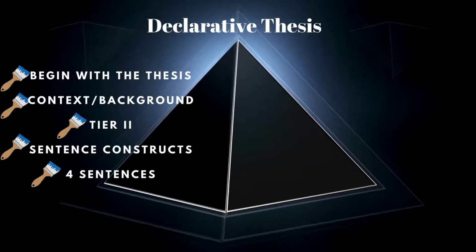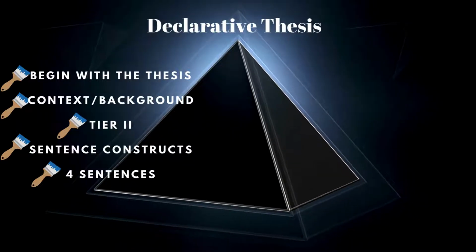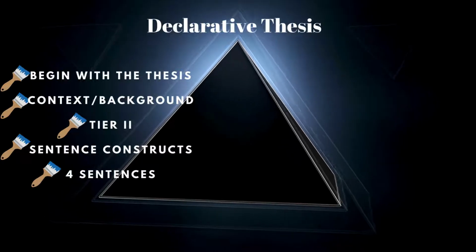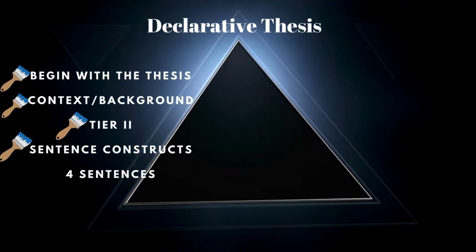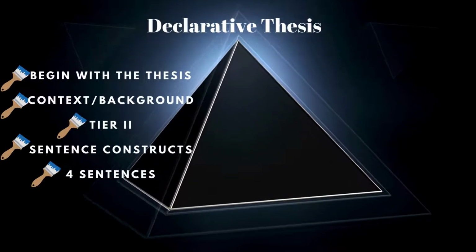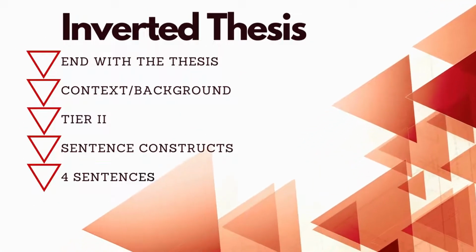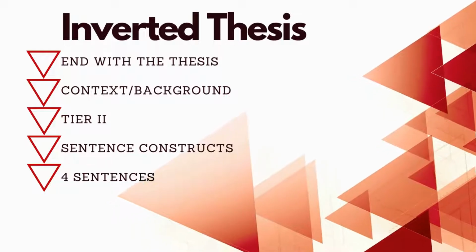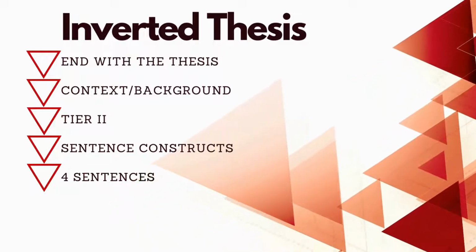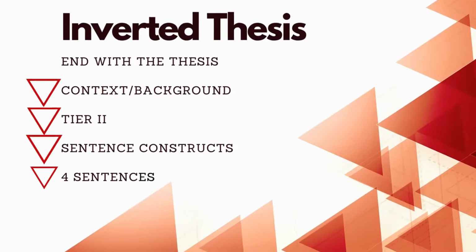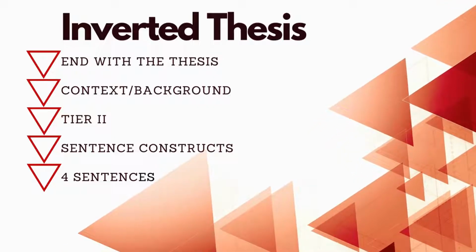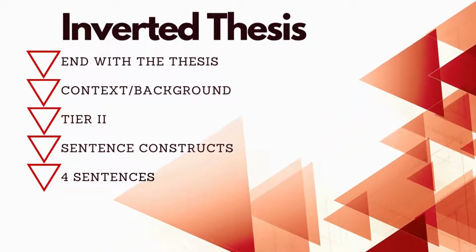And then just like the essay is 4 paragraphs, the intro is 4 sentences. We can flip that heuristic on top of its head and invert the thesis. And in this case, you just end with the thesis. Same old stuff. You're going to drop the seeds for the line of reasoning, sprinkle in some tier 2, cook up them sentence constructs, 4 sentences.